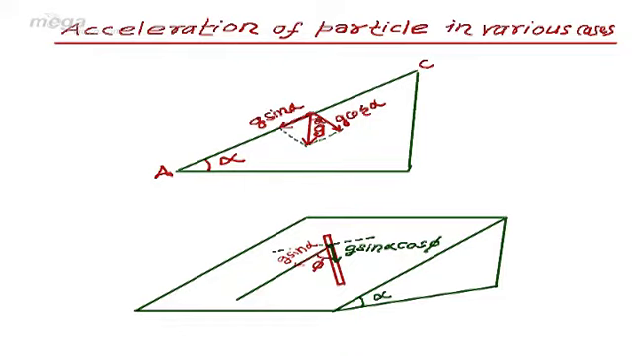Some questions have been asked in various competitive examinations year by year on these two categories, in which the particle is moving either along the line of greatest slope or in a groove which makes angle phi with the line of greatest slope itself. So I am taking a few of those examples to explain this motion in a proper manner.